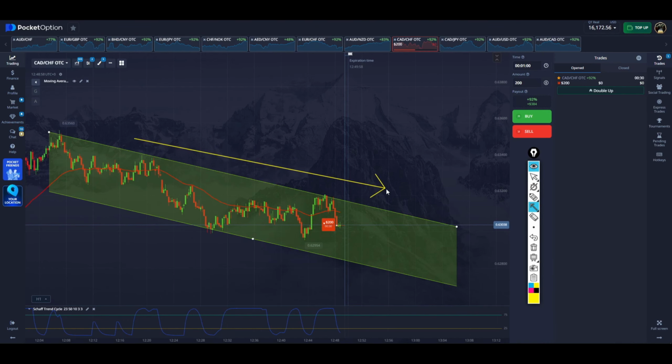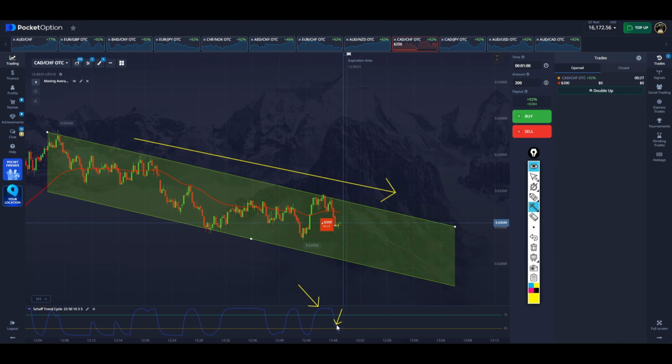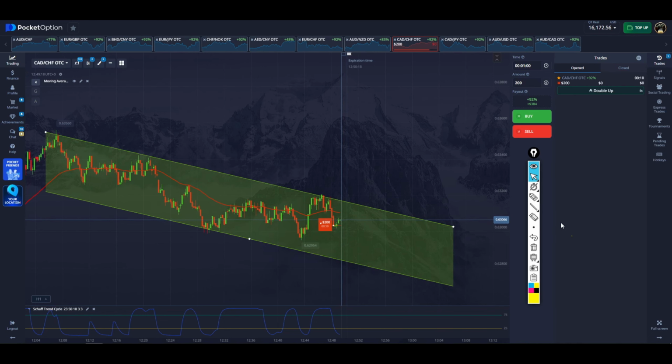Hey guys, welcome back. Today I'll be using a classic combo, the moving average indicator together with the Chande Trend Cycle oscillator. This setup is great because it allows a trader to determine the trend direction, resistance levels, and of course the zones of overbought and oversold on the chart. Let me show you exactly how it works.